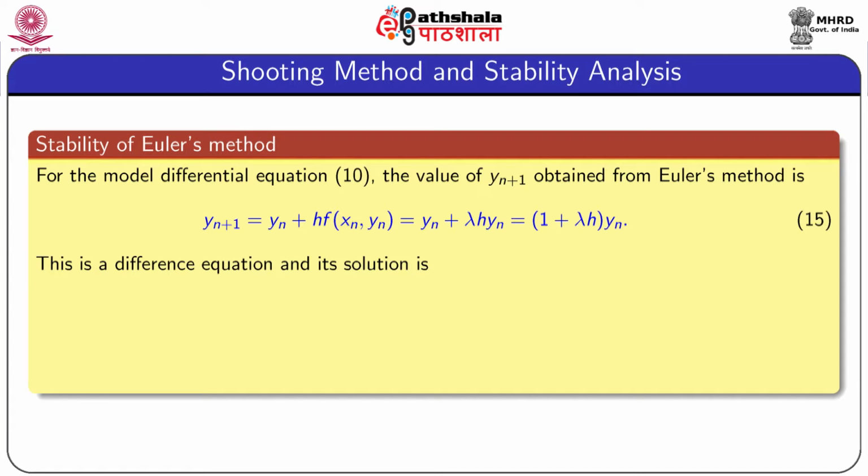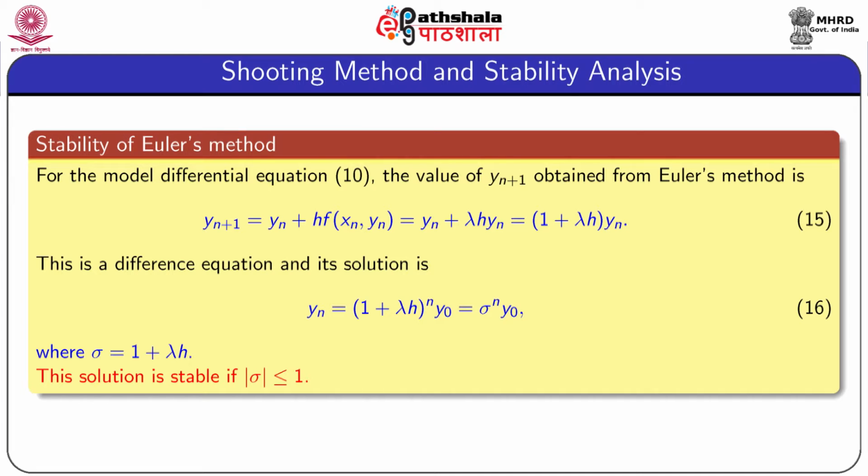So this is nothing but a difference equation, and by solving this difference equation we get the solution yn equal to 1 plus lambda h whole to the power n into y0, which is equal to sigma to the power n into y0, where sigma equal to 1 plus lambda h. And by previous argument, it is obvious that the method is stable, or the solution is stable, if the absolute value of sigma is less than or equal to 1. So this is the sufficient condition for stability of Euler's method.